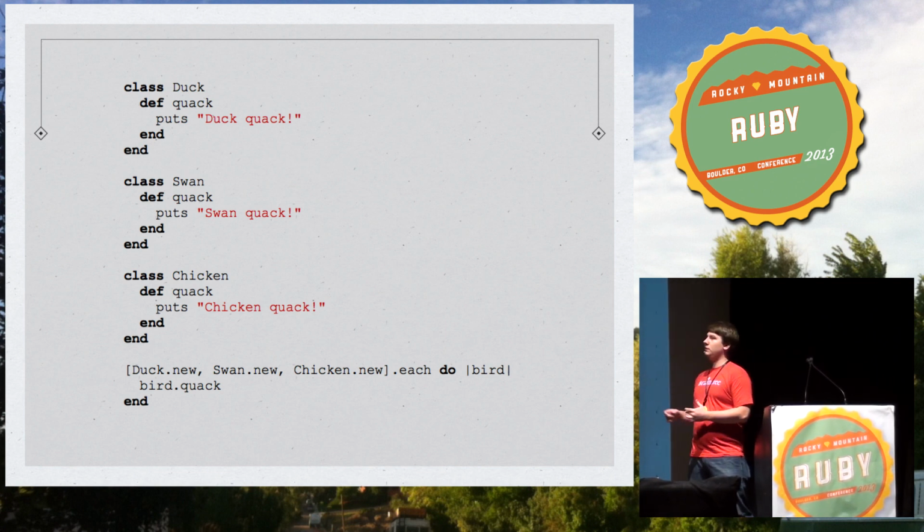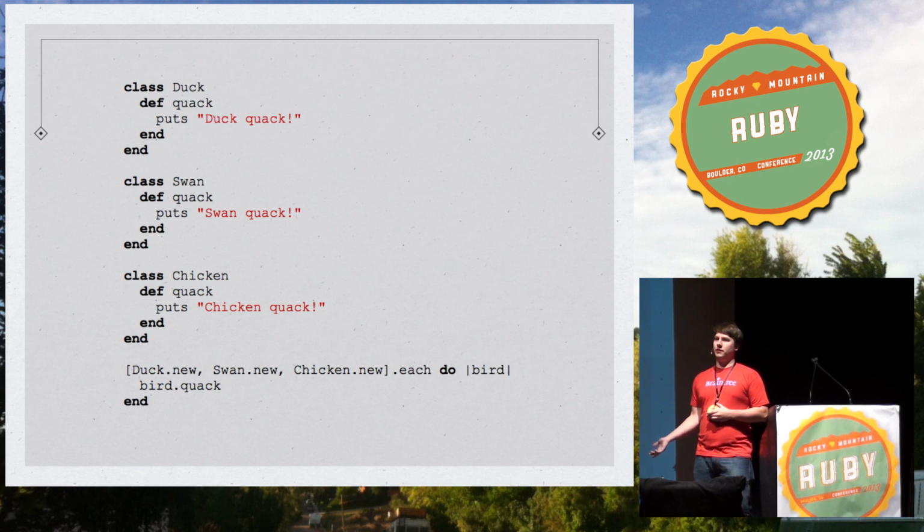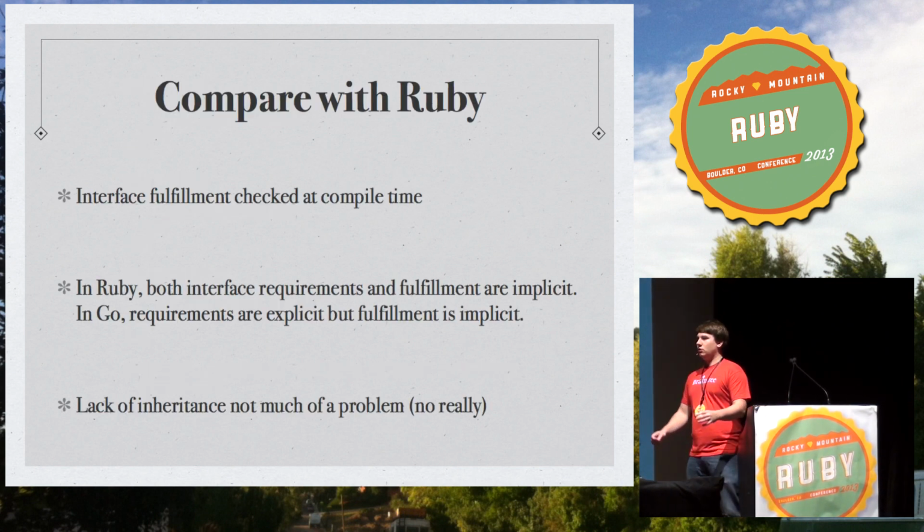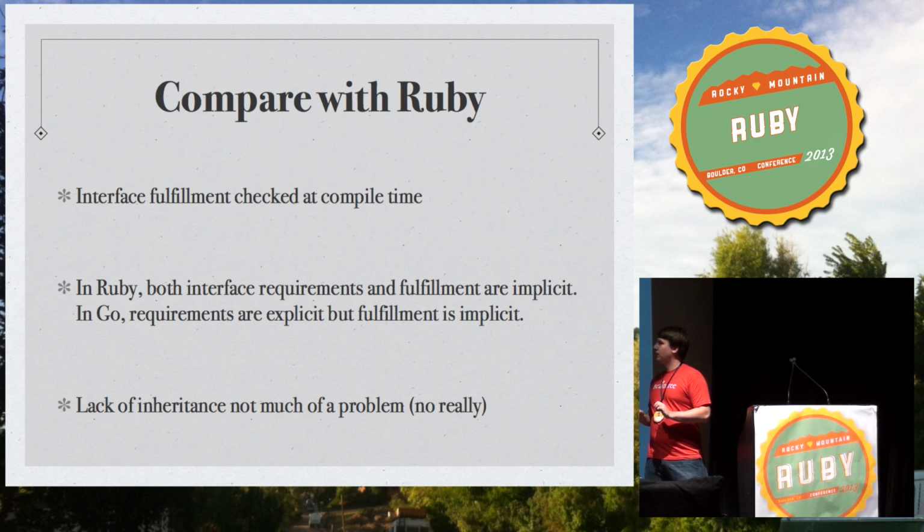So what's the difference here? It seems like this is kind of the same thing. Really, what we're doing in Go is compile time duck typing with an explicit declaration of what our interface is. And I think that's actually a really good way to look at it. You are doing the same type of polymorphism, but you're checking it safely at compile time.